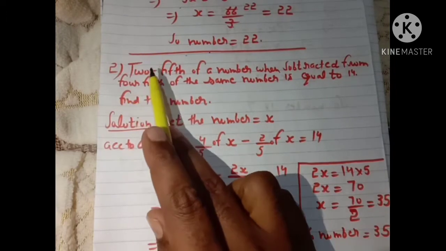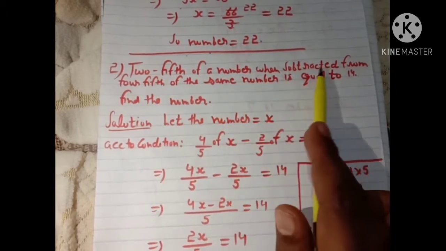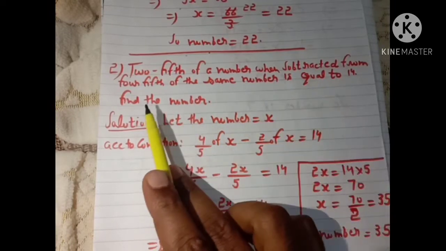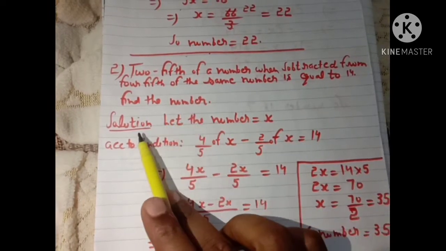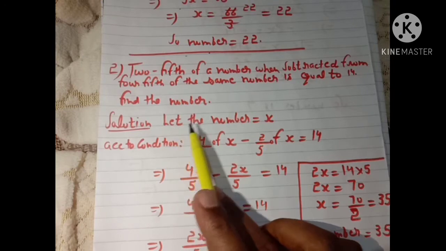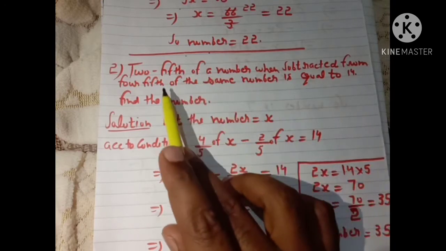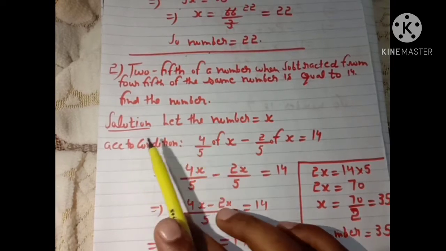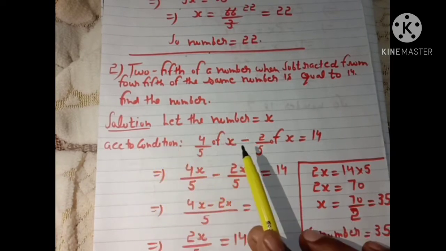You can see the statement: 2/5 of a number when subtracted from 4/5 of the same number is equal to 14. So find the number. Again first of all we have to suppose the number, so let the number be x. Now with the help of this statement we have to make the condition, and with this condition we have to make the linear equation in one variable.